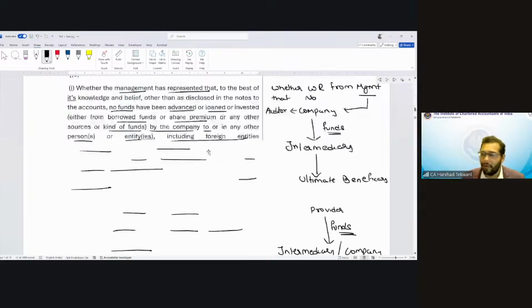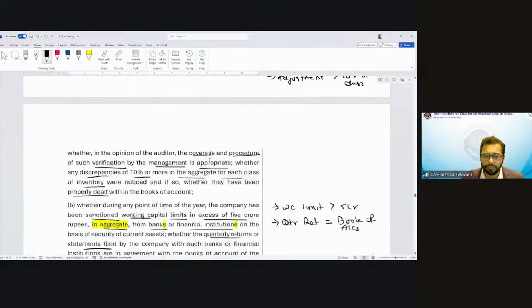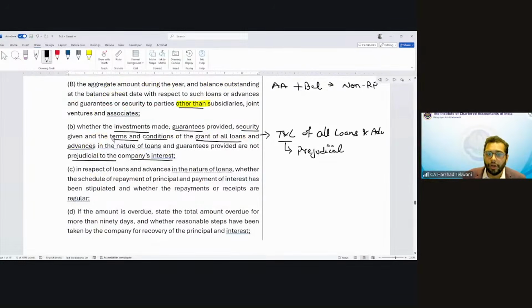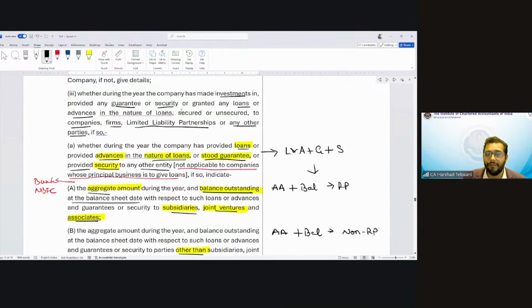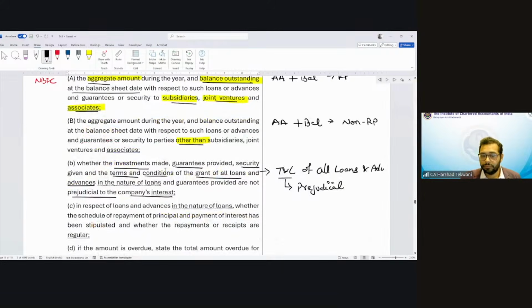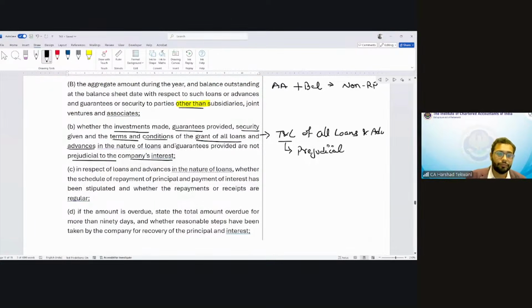Now, when you go to the CARO, it is wider in the scope because it not only talks about the terms and conditions of grant of all loans and advances, but it talks about investments, guarantees, securities given, and the terms and conditions. So it's talking about a wider scope. And already we have seen whether secured or unsecured. So it does not bifurcate between secured and unsecured. So it is wider compared to 143.1. So I can write over here: more wide in scope compared to section 143.1.